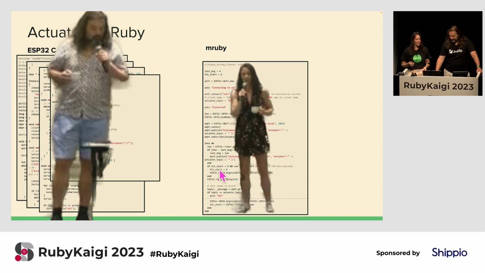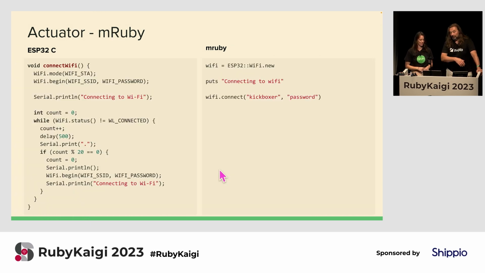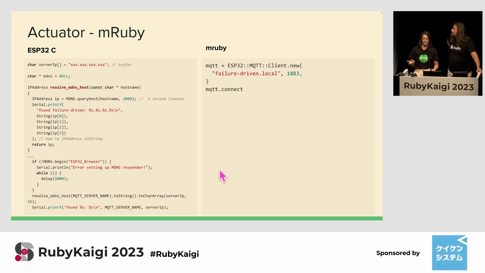So what's going on under the covers? Well, some of the parts of the system is that we need to connect to Wi-Fi. So in the C code implementation on the left, we need to check that the connection is there. We need to poll and do a few other things. Whereas on the MRuby, it's like Ruby like we know it. It just works. Then we need to connect to the server via MDNS, so multicast DNS. On the left in the C code, it needs a separate lookup. But on the right in the MRuby code, it just works with MQTT.